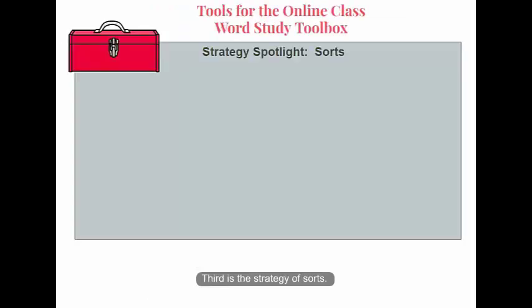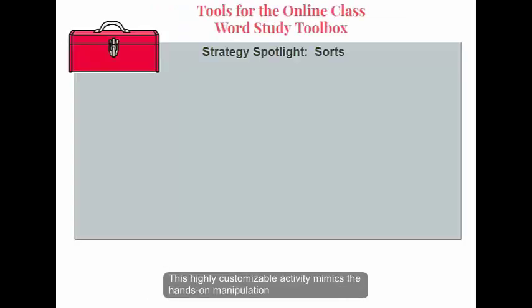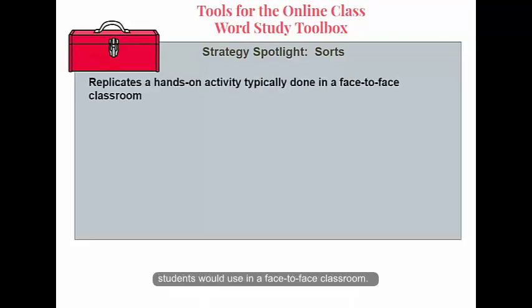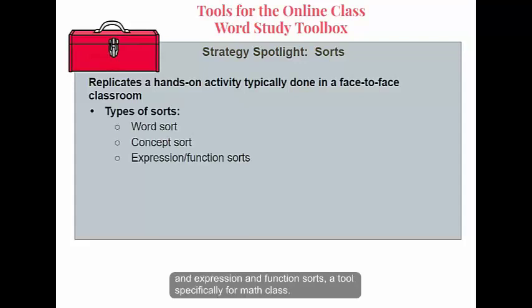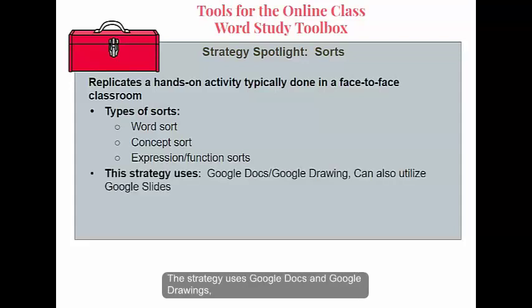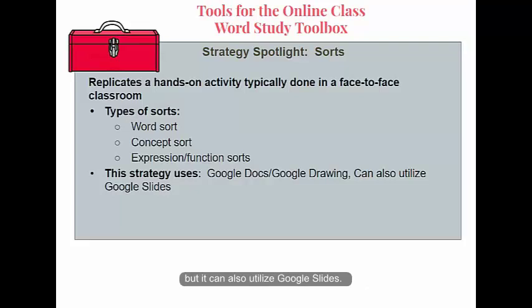Third is the strategy of sorts. This highly customizable activity mimics the hands-on manipulation students would use in a face-to-face classroom. This module will introduce word sorts, concept sorts, and expression and function sorts, a tool specifically for math class. The strategy uses Google Docs and Google Drawings, but it can also utilize Google Slides.